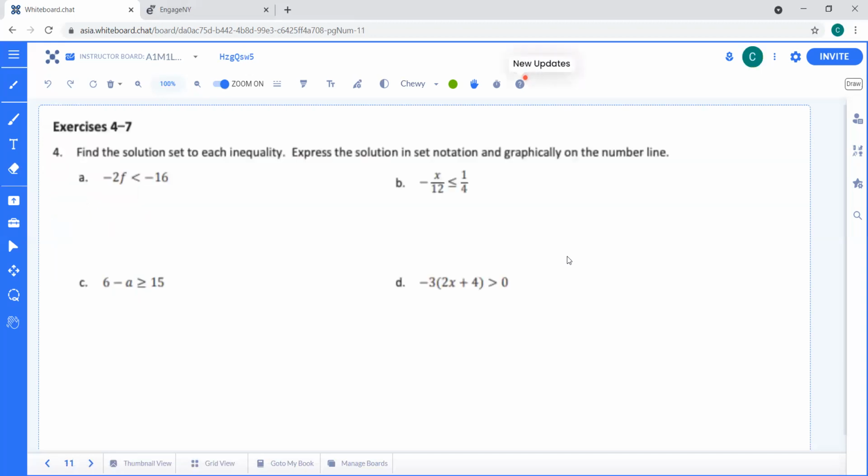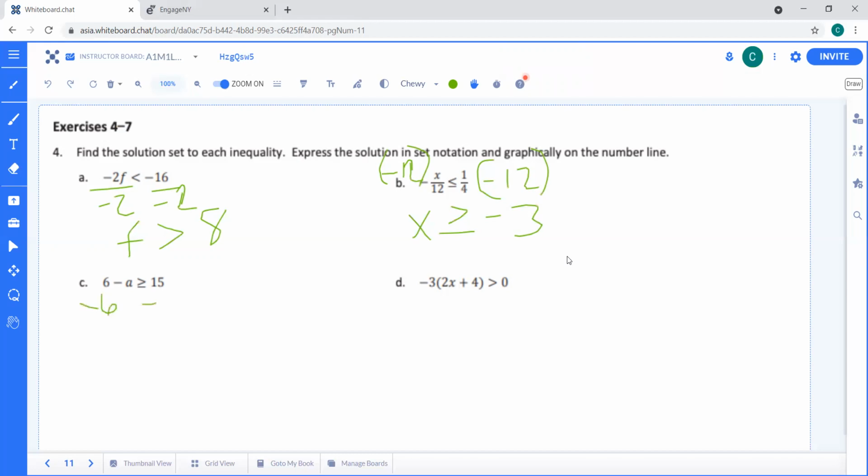Number 11, or question 11, all right. Let's divide by negative 2. Divide by negative 2, we've got to flip our sign. Flip the sign because we're dividing by a negative. So that would equal 8. Okay. Here, I'm going to multiply through by negative 12, by negative 12. So I'm going to flip my sign. And that would be a negative 3.